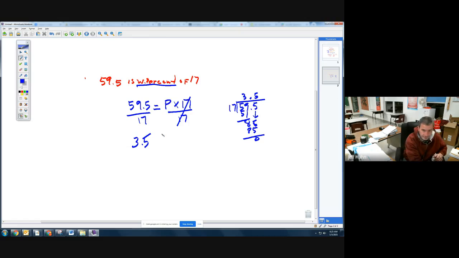Okay, I need to make this a percent. And how do I change 3.5 into a percent? Well, if you think about it, the number 3 is 300%. Remember, to change these to percents, you move the decimal to the right 2 places. It is 350%, which makes sense because 59.5 is bigger than 17, so it's going to be more than 100%.